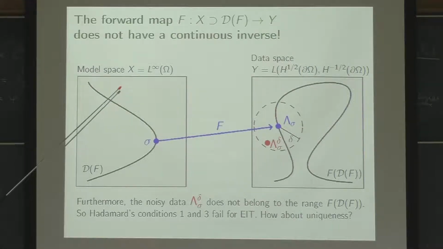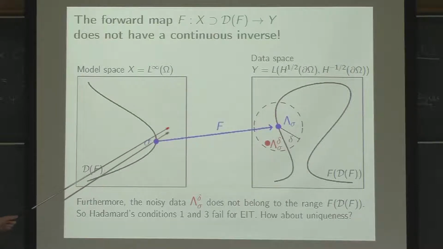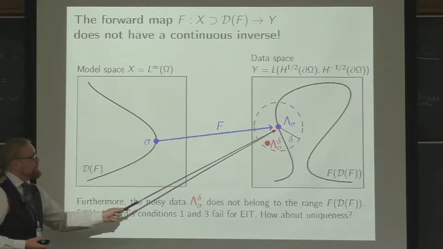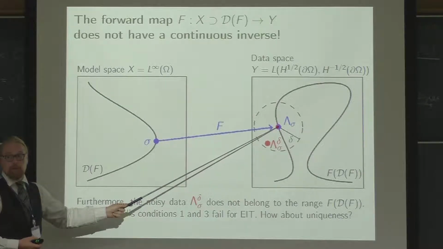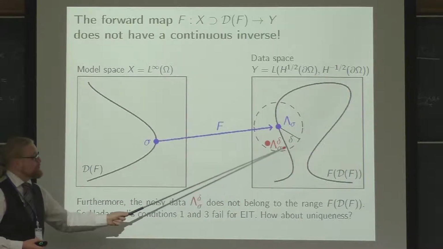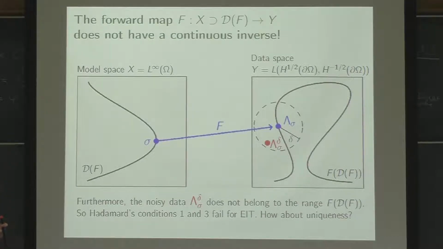So we see that the forward map that takes the conductivity sigma to the infinite precision data, the Dirichlet-Neumann map, doesn't have a continuous inverse, even if we restrict it to the range. But then there is the other problem too. These are the spaces I use. They are quite natural for this case.